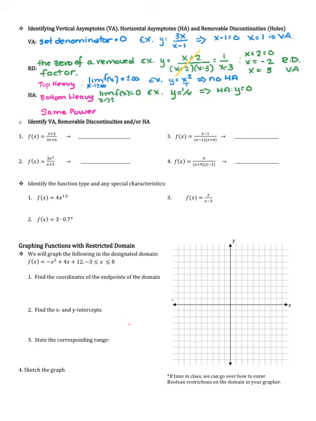And then lastly, let me try and get a different color in here. If you have the same power, that's when your horizontal asymptote kind of moves around. And it depends. You're going to get some value. That value is based on the coefficients of the highest x.